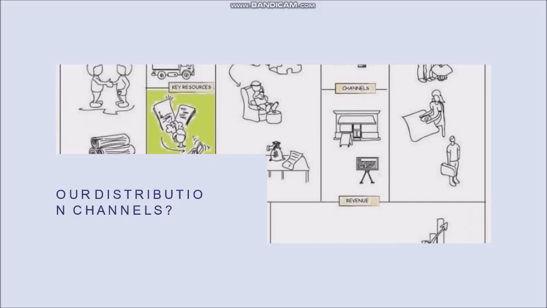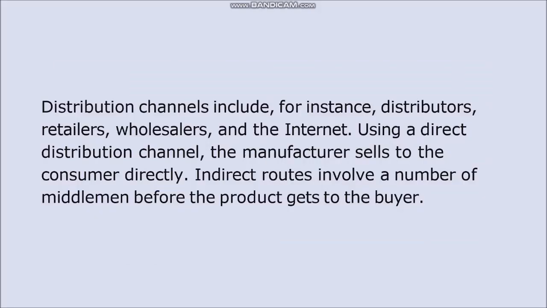Our distribution channels. Distribution channels include, for instance, distributors, retailers, wholesalers, and the internet. Using a direct distribution channel, the manufacturer sells to the consumer. Indirect routes involve a number of middlemen before the product gets to the buyer.